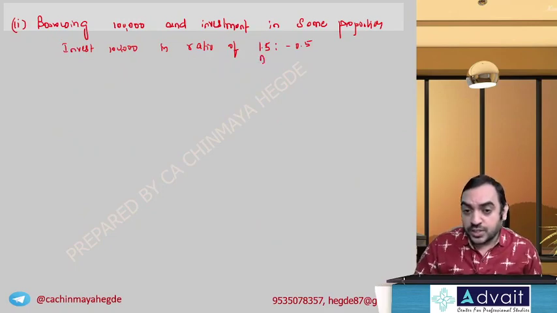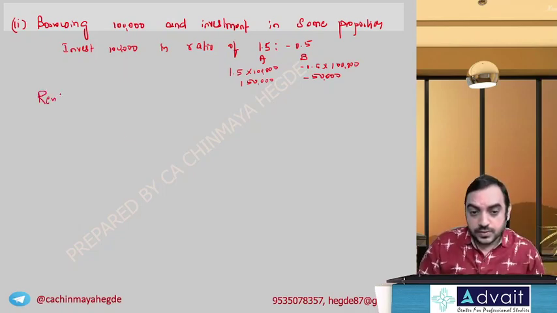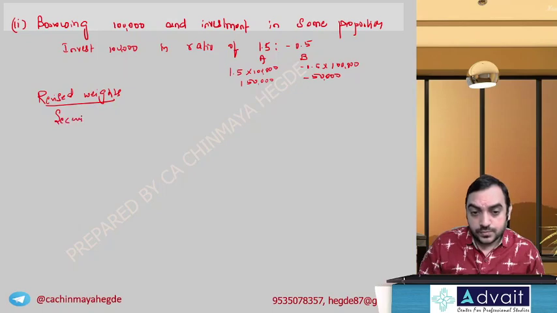So how do we invest? How much in A and how much in B? In A, we invest 1.5 into 1 lakh. So we invest 1,50,000, and minus 0.5 into 1 lakh. So we basically short 50,000, minus 50,000. So what will your revised weights be now? Revised weights: security, amount, weights.